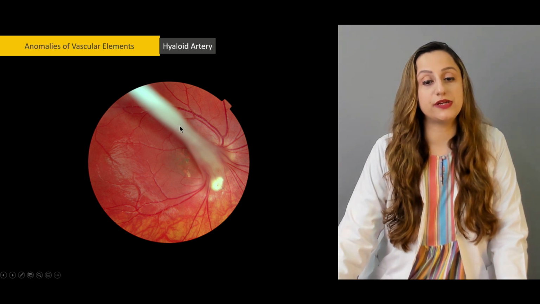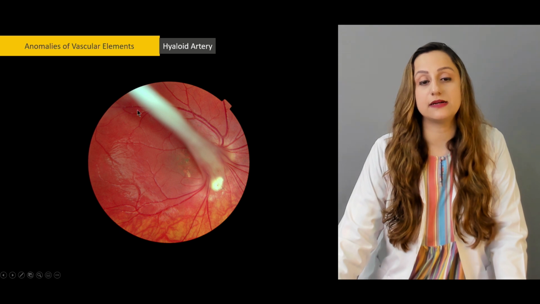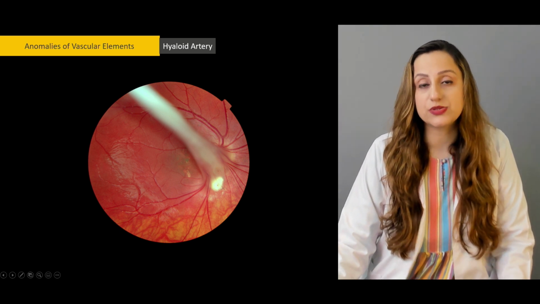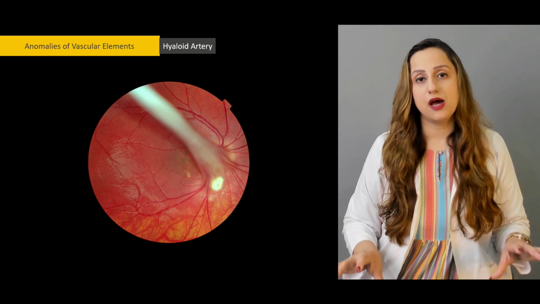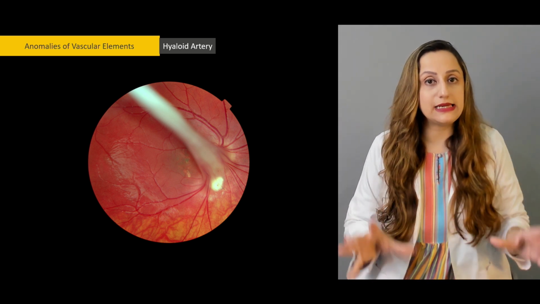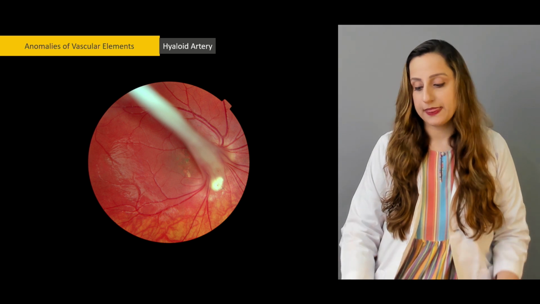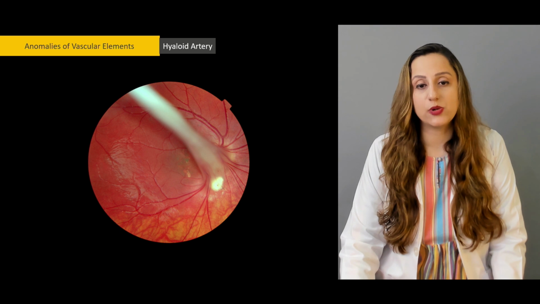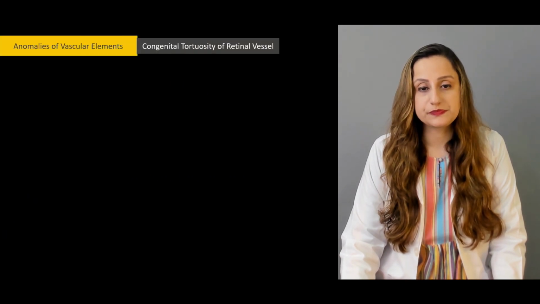As you can see over here, it's quite visible that an artery is present over there. It's a persistent hyaloid artery, this pallid or whitish shadow that can be seen when you perform the ophthalmoscopy. That is the evidence that there is the persistence of the hyaloid artery over there.